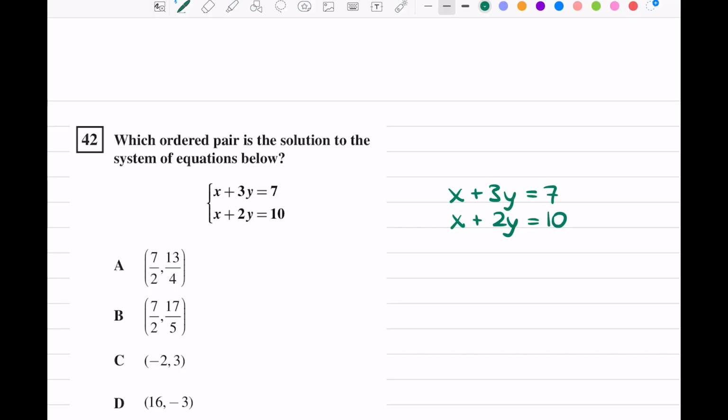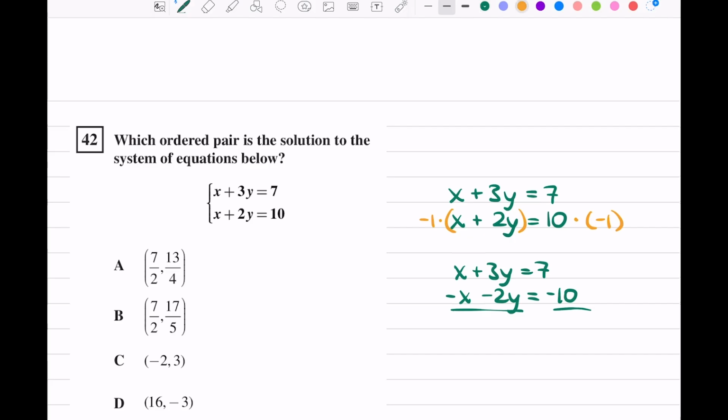Now when we combine, we're trying to get rid of one variable, and we can pick whichever variable we want. And x would be the easiest one to get rid of, since we just need to multiply both sides by negative 1. So keeping our first line the same, our second line becomes negative x minus 2y equals negative 10. So now we can add up the pieces on the left side and the pieces on the right side.